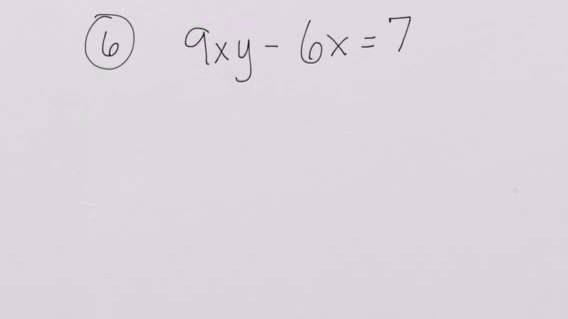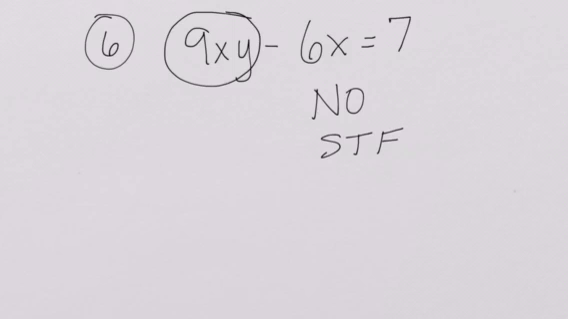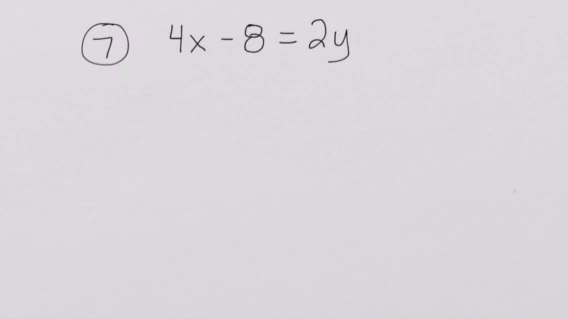We're going to look for our x term, so we do have a negative 6x. It is on the left, but our problem is this xy term. We don't have any room for an xy term in standard form. So anytime we see an xy term, there's going to be no standard form that we can put it into. Now, we're going to look at our next equation.